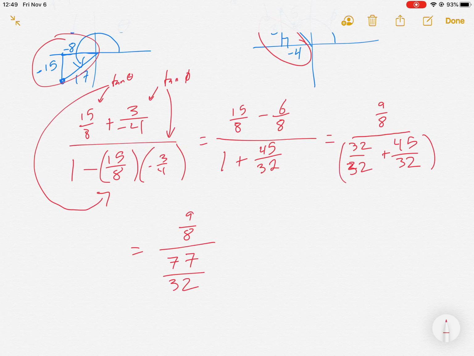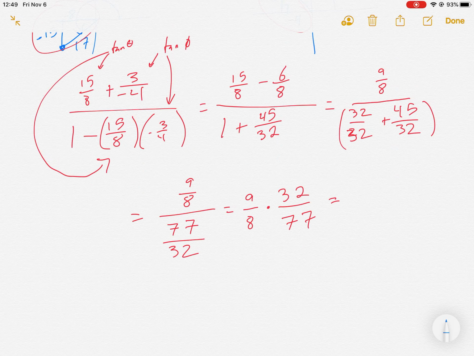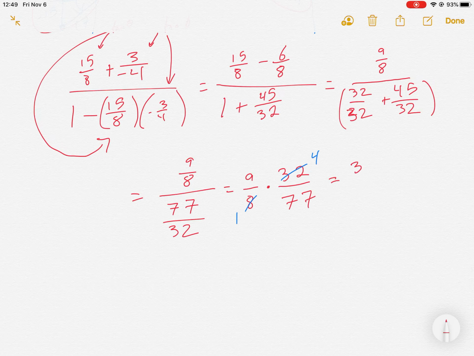So I'm just working with that part now. In order to divide fractions, you have to multiply the numerator by the reciprocal of the denominator. And before I multiply, I'm going to do something which is sometimes referred to as cross-canceling. The 8 and the 32 share some common factors. So 32 divided by 8 is just 4. And that makes my multiplication a little bit easier. 9 times 4 is 36. And this is my final answer.